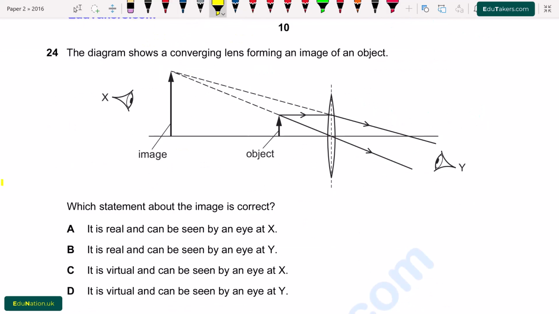Question number 24. The diagram shows the converging lens forming an image of the object. Which statement about the image is correct? Option A, it is real and can be seen by an eye at X. B, it is real and can be seen by an eye at Y. C, it is virtual and can be seen by an eye at X. D, it is virtual and can be seen by the eye at Y.